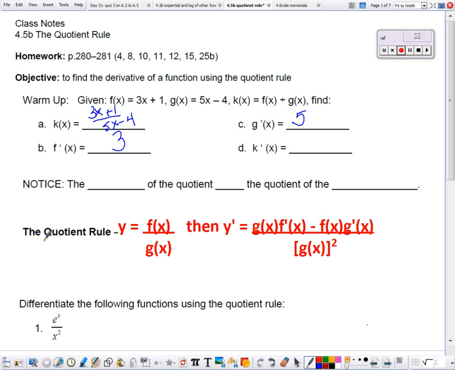Right now you need to write down the quotient rule. What it says is that if you have an equation that's one function divided by another, then your derivative is the denominator times the derivative of the numerator minus the numerator times the derivative of the denominator over the denominator squared. And after you write this down, I'm going to teach you a shorter way of remembering the order that all of this goes in.